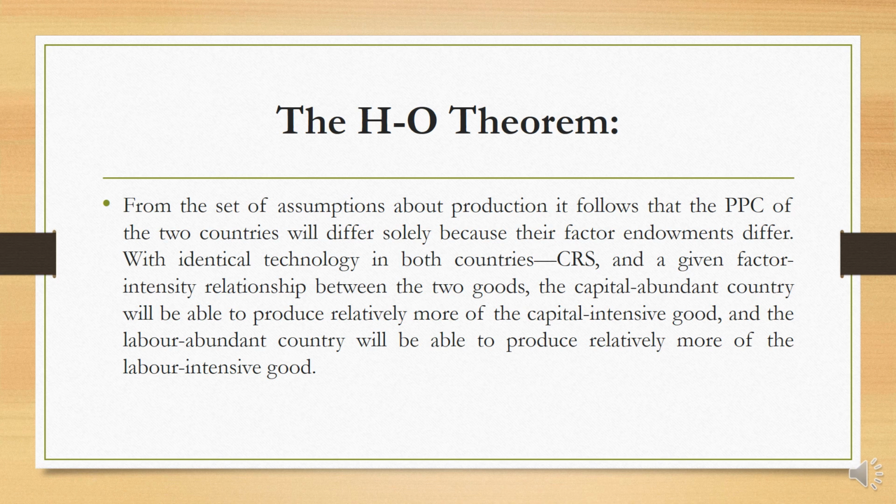As we already assumed, two countries, two factors of production and two goods. Country 1, we assume that country 1 is labor abundant and produces the labor intensive goods, and country 2 is capital abundant and produces the capital intensive goods, because capital in country 2 is relatively low priced as compared to country 1.